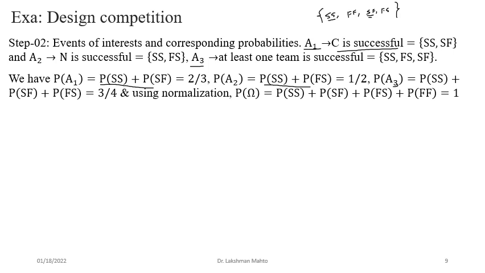And now there is one additional concept. We have the probability of the sample space from the normalizing condition. The probability of the sample space is equal to 1. That means if you sum the probability of each outcome, it would be equal to 1. So how many unknowns do you have here?